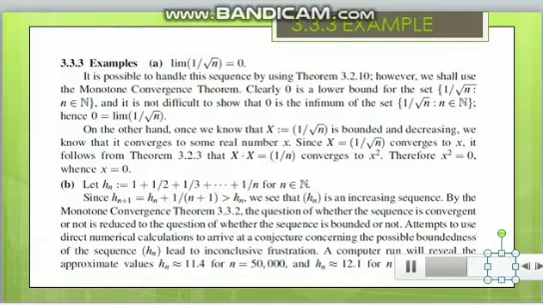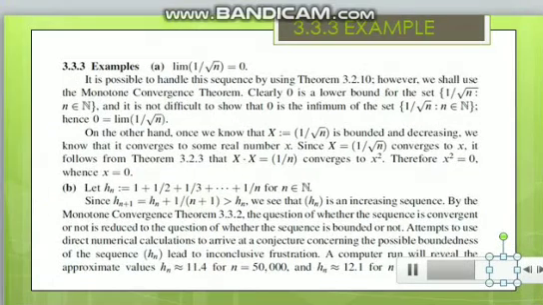Let Hn equal 1 plus a half plus a third, up to 1 over n, for n in the natural numbers. Since Hn+1 equals Hn plus 1 over n plus 1, which is greater than Hn, we see that Hn is an increasing sequence. By the monotone convergence theorem 3.3.2, the question of whether the sequence is convergent or not is reduced to the question of whether the sequence is bounded or not.